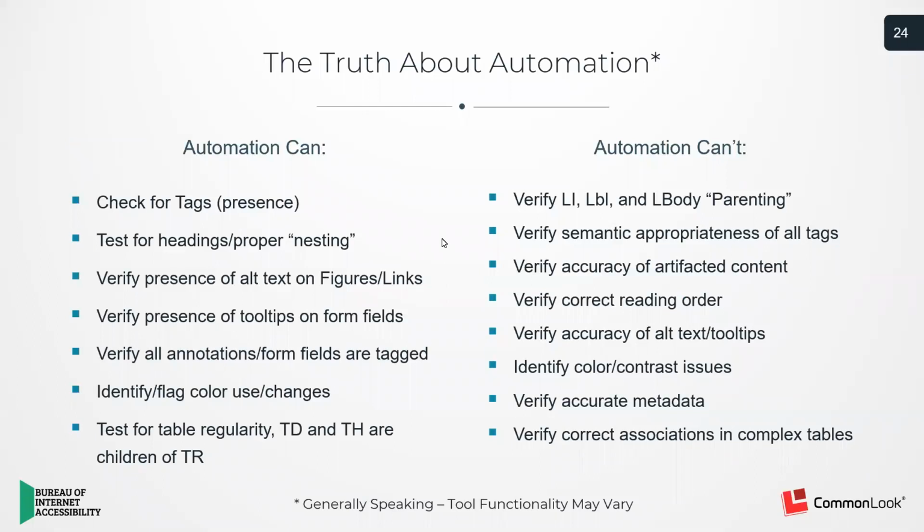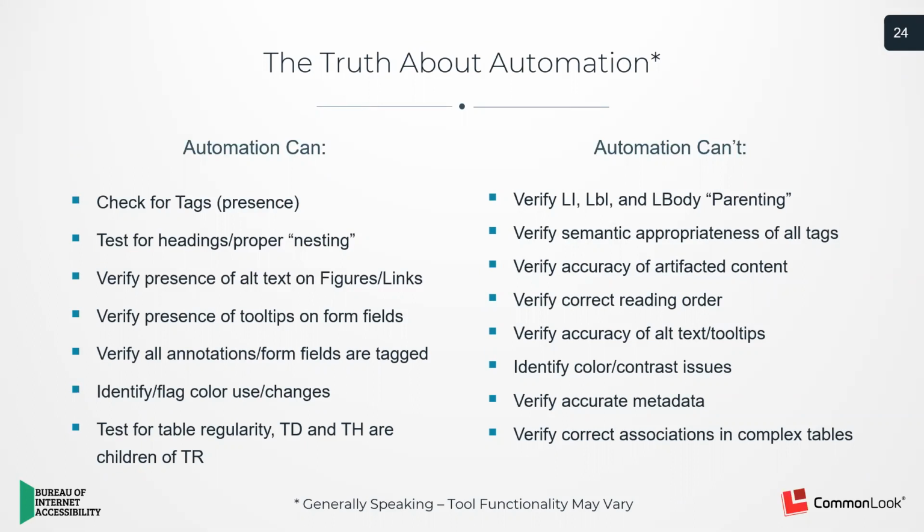So let's talk about automation, because there's more and more we're hearing about automation in remediation. And there are tools that can do remediation and can do automation to a degree. It doesn't eliminate the manual process, though. It doesn't eliminate a lot of things. So what can automation do? It can check for tags, as we said before. A document either has tags or it doesn't have tags. So automation can check for tags.